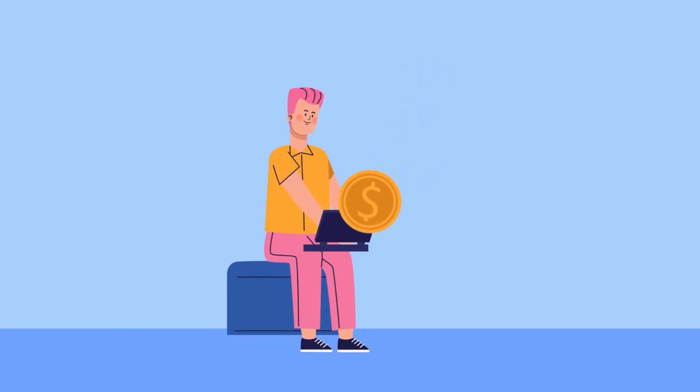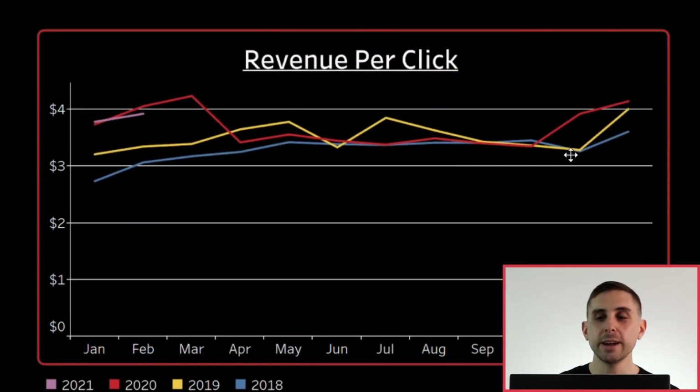All right, so next we have a really cool metric, revenue per click. So this is the amount of revenue generated every time somebody clicks on your ad. And obviously we want this number to be as high as possible. And you can see that towards the end of 2020, it definitely started to trend in the upwards direction. More towards the holiday season, you can see that it's been trending a little bit higher. Towards the end of 2020, we got to, generally speaking, around $4 on average per click.